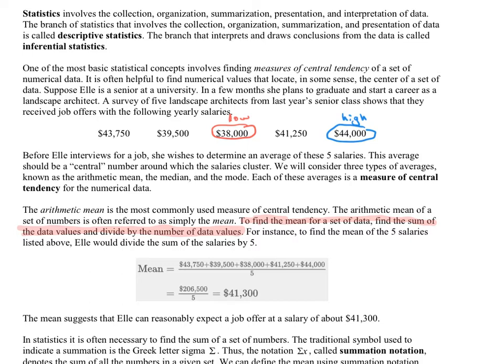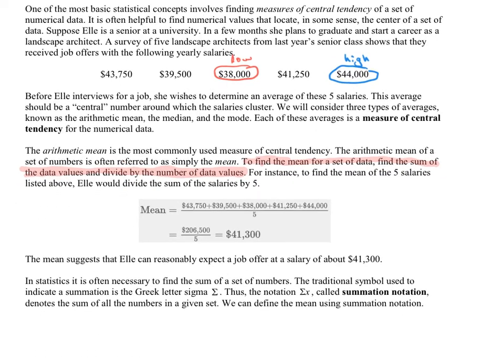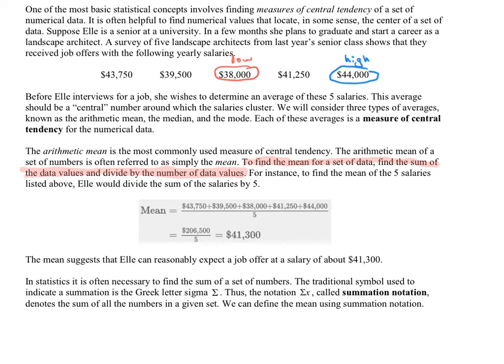You can see in the little picture it says mean equals, they added those 5 salaries, divided by 5, and she had a mean salary of $41,300. It says the mean suggests that Elle can reasonably expect a job offer at a salary of about $41,300. So that's how much she should expect to make when she gets her job and graduates.